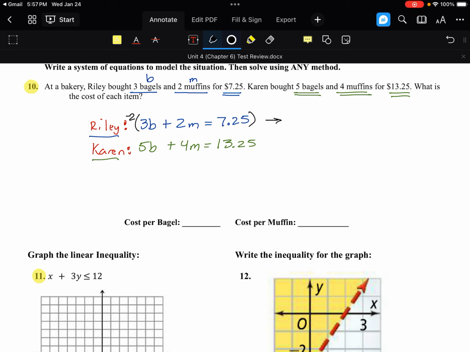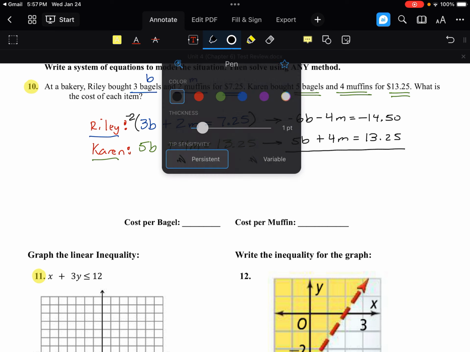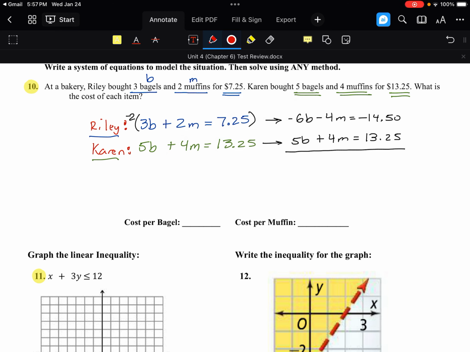So I'm going to go ahead and change this. This is going to become negative 6b minus 4m equals negative 14.50. The second equation, we've got 5b plus 4m still. We didn't change anything here. 13.25. Now that we have this changed, things align and we can eliminate straight down.